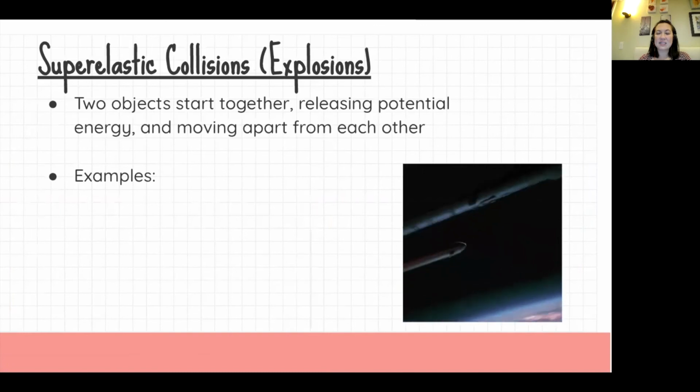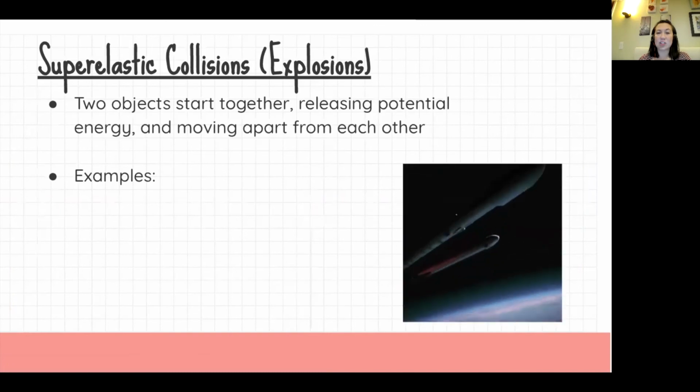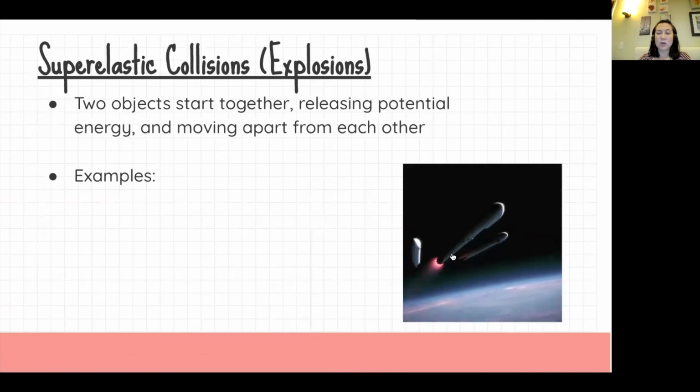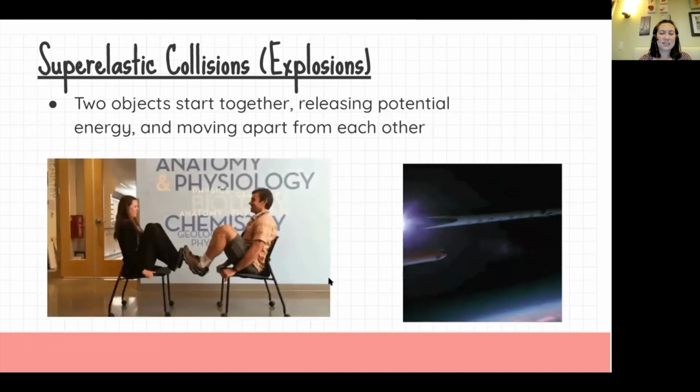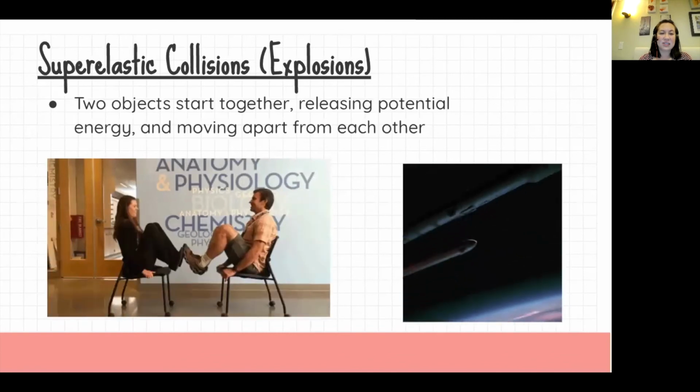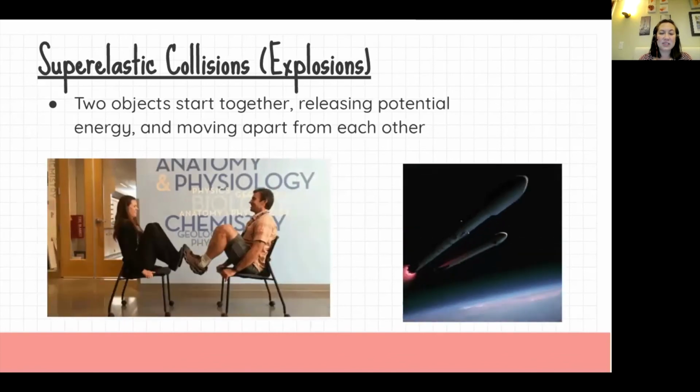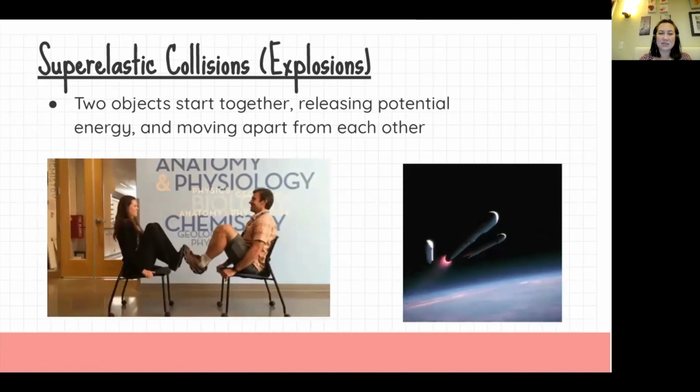In this case, because the rocket booster jettisons the two fuel tanks on the side, it imparts additional momentum to the center. Similarly, let's say our people, they start with no kinetic energy and they release chemical potential energy in order to move backwards.